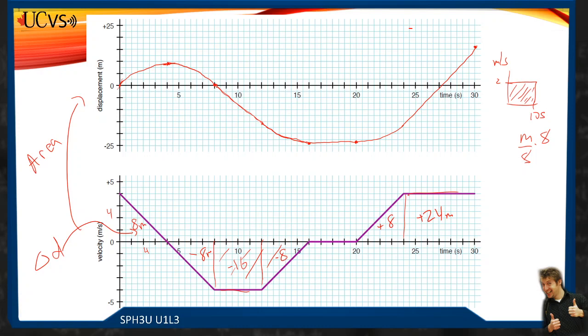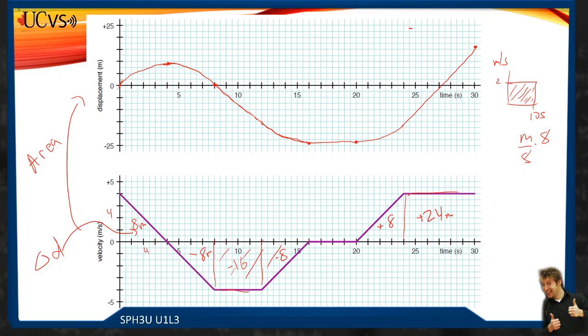So the slope of my d-t graph is staying constant. The slope of this curve here is constant. And you can see that our rate of change is constant. The rate of change is represented by the velocity, so it's constant at negative 4 meters a second.